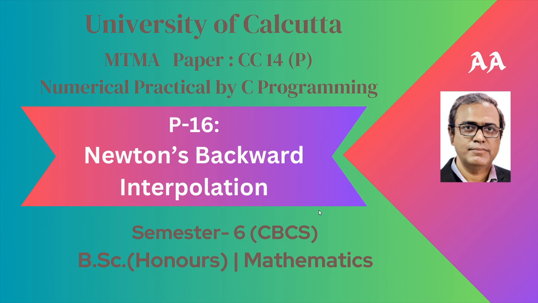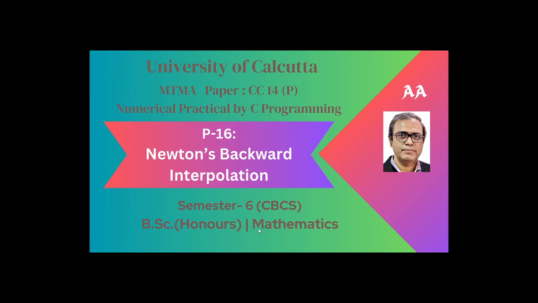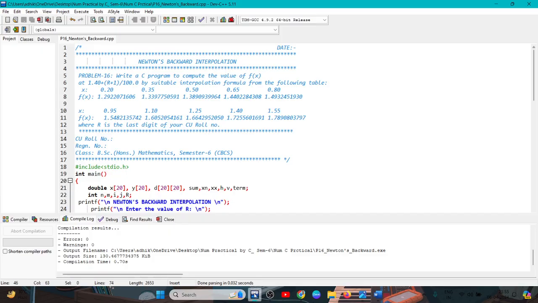Now we discuss practical problem 16, Newton's backward interpolation by C programming. Problem 16: write a C program to compute the value of f(x) at 1.40 + r + 1 by 100 by a suitable interpolation formula from the following table. This is the x, f(x) table, and r is the last digit of your C roll number.